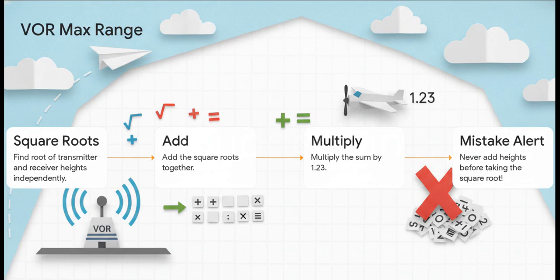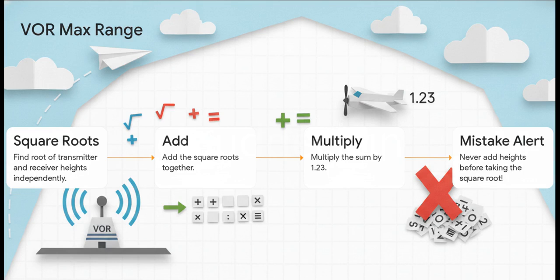Let's slow down and walk through the three big formulas the DGCA loves to test. Formula number 1, the VOR maximum line of sight range. The formula is range in nautical miles equals 1.23 times the sum of the square root of the transmitter height plus the square root of your receiver altitude. Let's do a quick worked example.